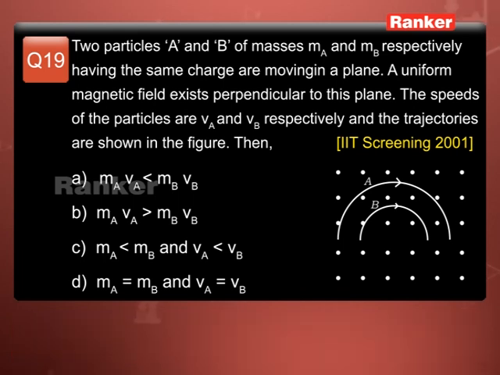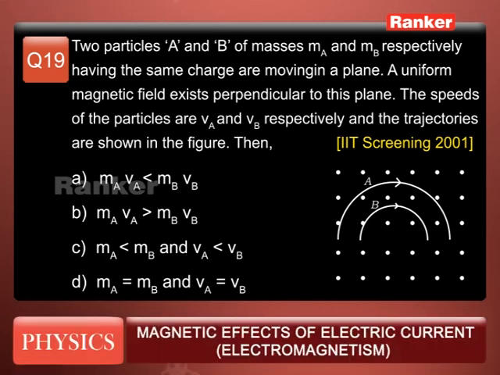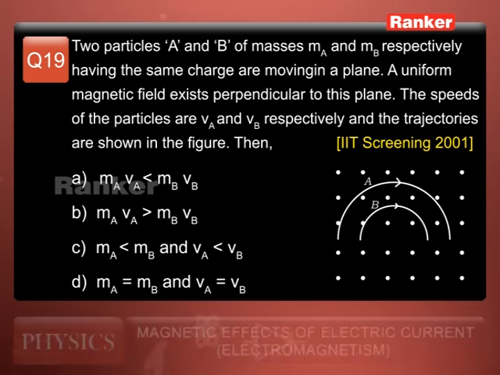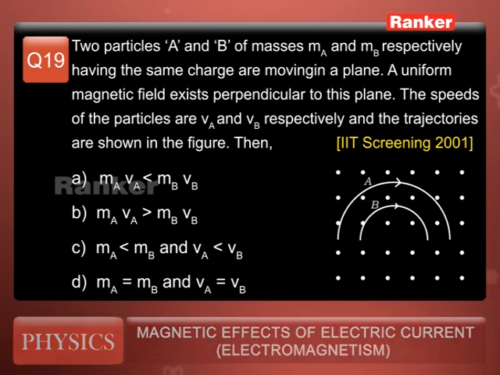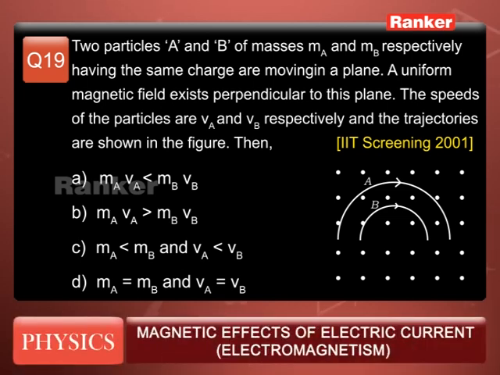Check the second option. Momentum of the first particle is greater than the momentum of the second particle. Come down to the third. Mass of the first particle is less than mass of the second particle, and velocity of the first particle also is less than velocity of the second particle. That means MA is less than MB and VA is less than VB. What about the fourth? MA and MB are equal and VA and VB are equal. Their masses are equal and velocities are also equal. That means their momenta are equal, simply speaking.